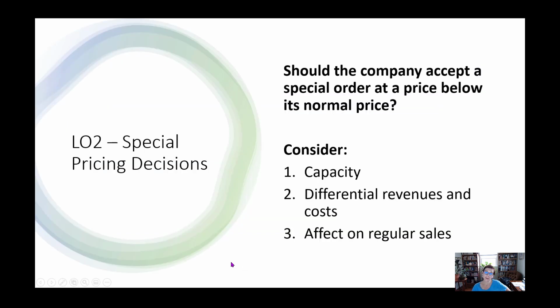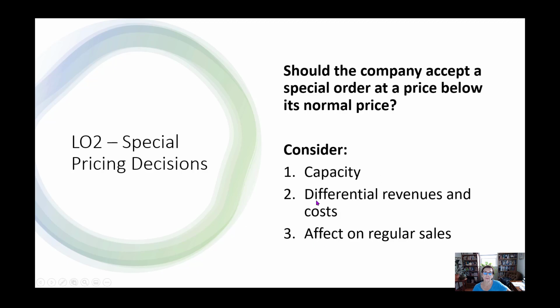All right, so let's look at some of the applications of relevant information, starting with special pricing decisions. The question here is, should the company accept a special order at a price below its normal price? So a customer comes along and says, hi, we'd like to order 10,000 units of your product, and we're willing to pay you $16. And say your normal selling price is $19. So is that a good deal or not a good deal?